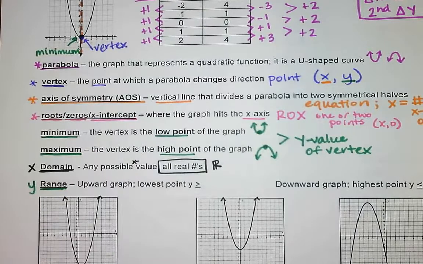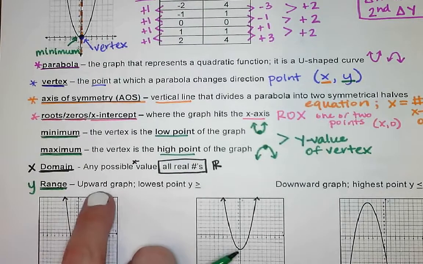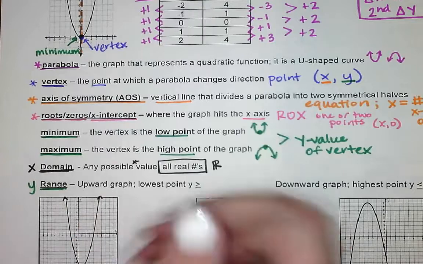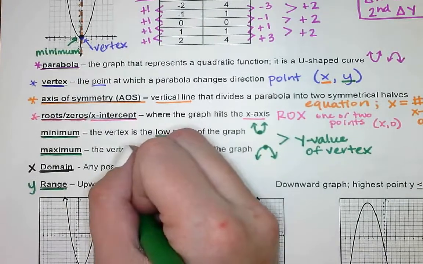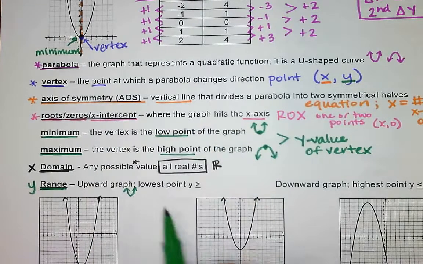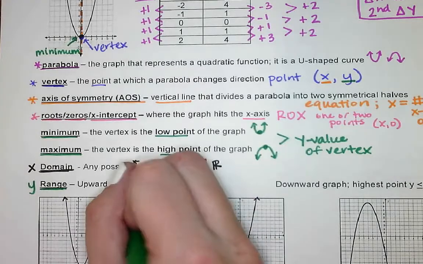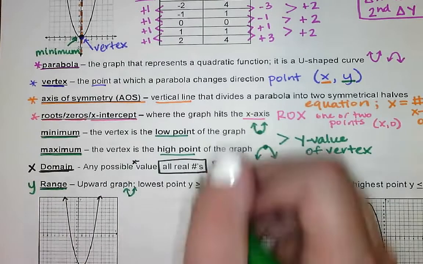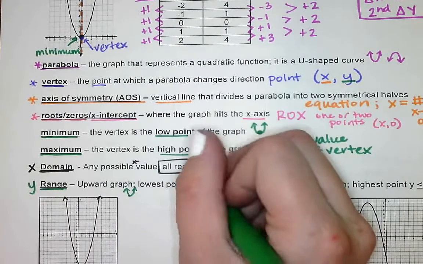And y'all, if it's an upward graph, a graph that makes a little smiley face, then it's the lowest point, and your y is greater than the minimum.